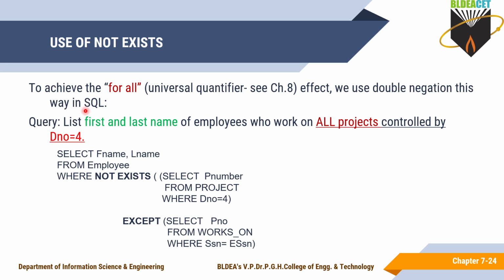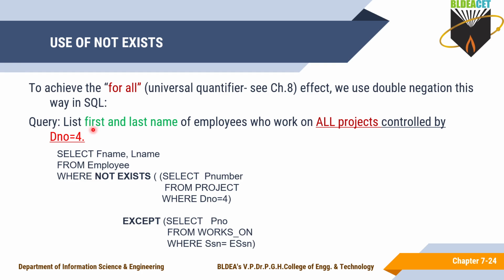As you know, in relational algebra, if the condition says for all, for everyone, then you have to go for the division operator. In the same way in SQL, if the condition says for all, then you have to use not exists and except. This is the procedure.